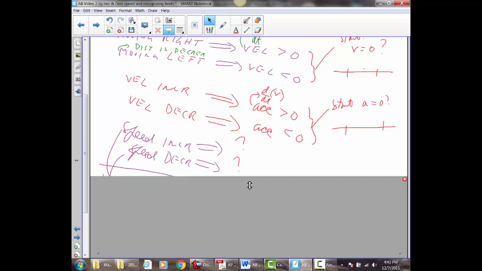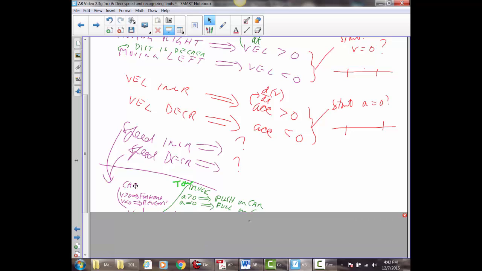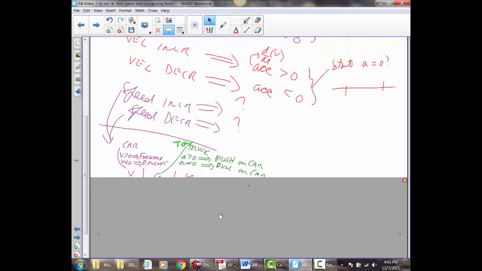So I want you to picture this. I want you to picture that there's a car, and when the velocity is positive, that car is moving forward. When the velocity is negative, the car is moving backwards. And I want you to picture a tow truck that has a hook on the front. So the tow truck can either push on the car or pull on the car. And if the acceleration is positive, it's going to push on the car. If the acceleration is negative, it's going to pull on the car.